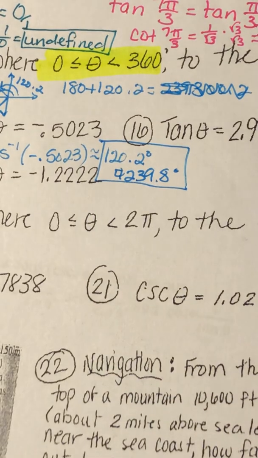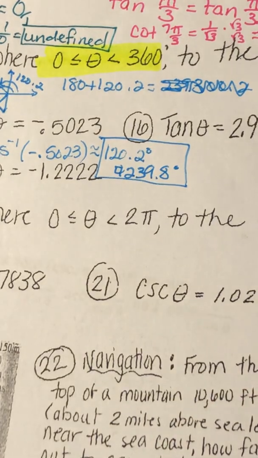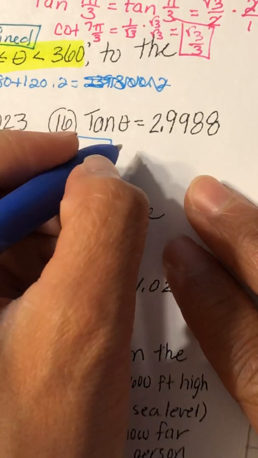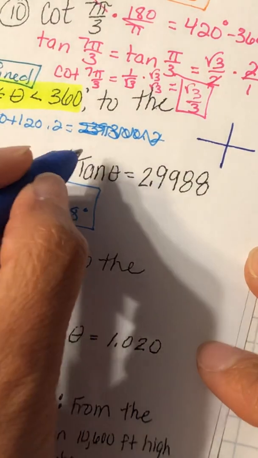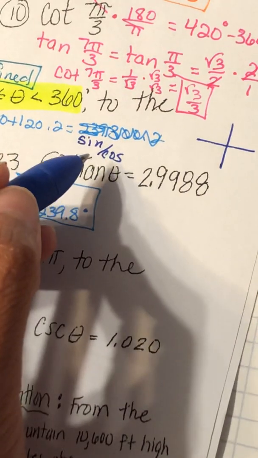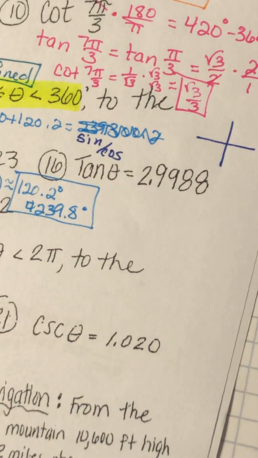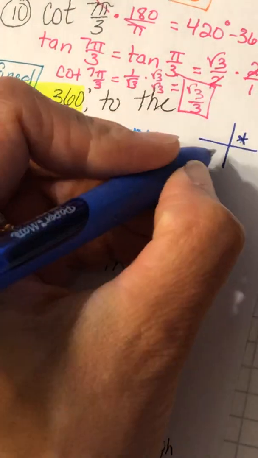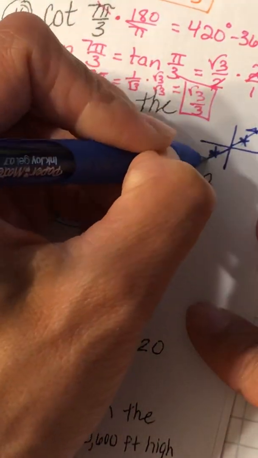All right, number 16. What color am I on? I'm on the darker blue. All right, number 16, tangent of theta equals 2.9988. So first of all, tangent is positive. So tangent, remember, is sine over cosine. So that means that either both sine and cosine need to be both positive or both negative, because a positive divided by a positive is still positive, and a negative divided by a negative is positive. So that means we're dealing with an angle in the first quadrant and the third quadrant. So our angles are going to be up here and down here somewhere.